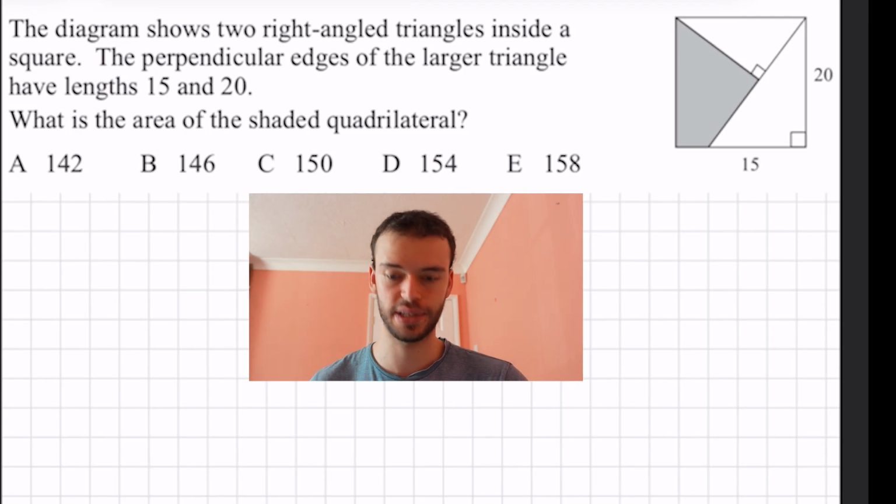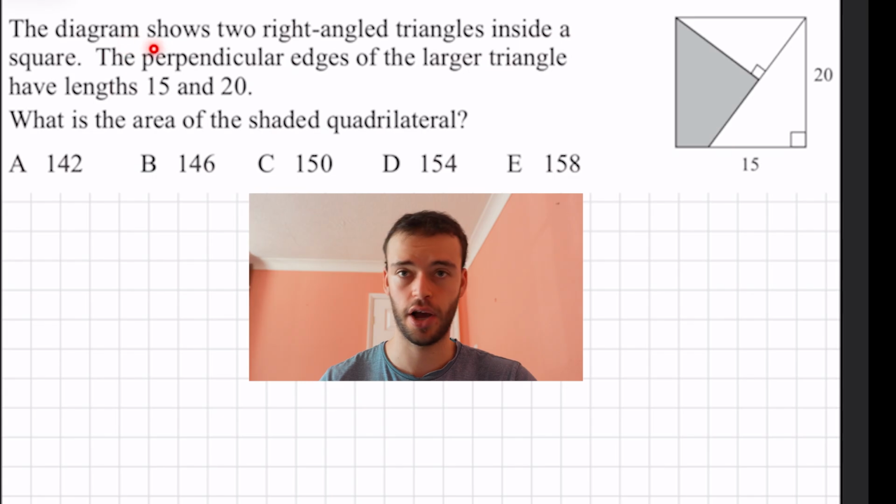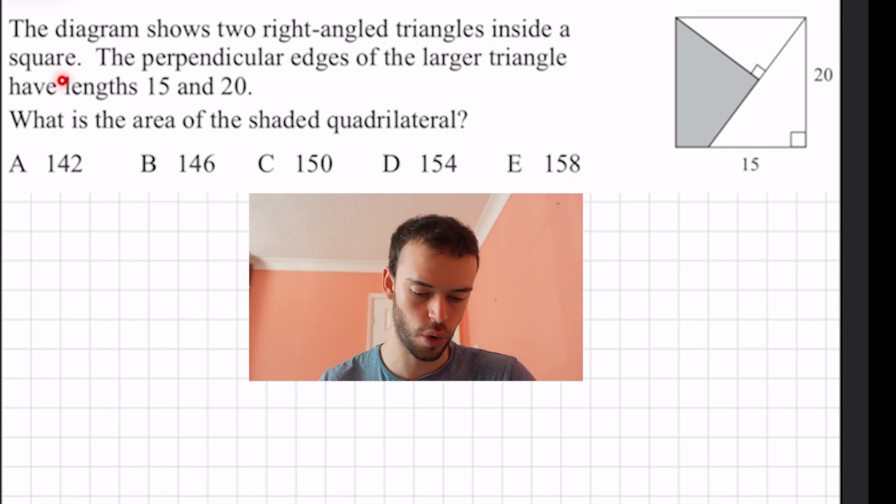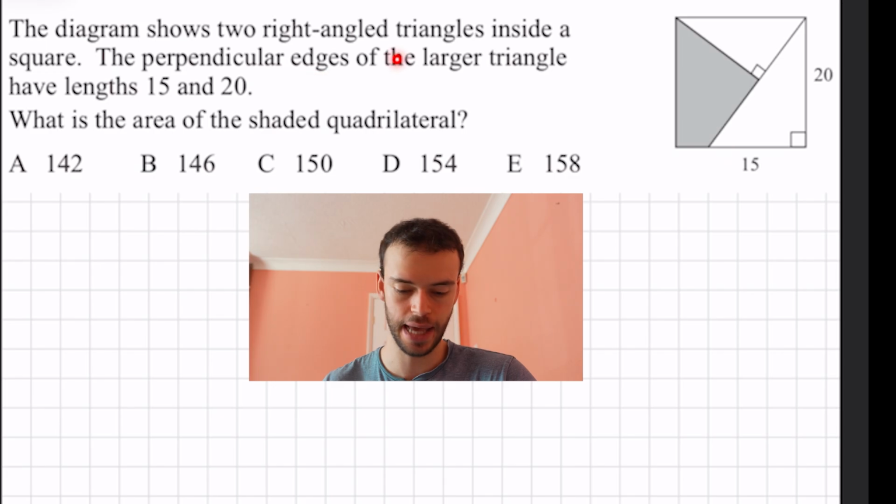Let's have a read of this one together. So the diagram shows two right-angled triangles inside a square. The perpendicular edges of the larger triangle have lengths 15 and 20. What is the area of the shaded quadrilateral here?